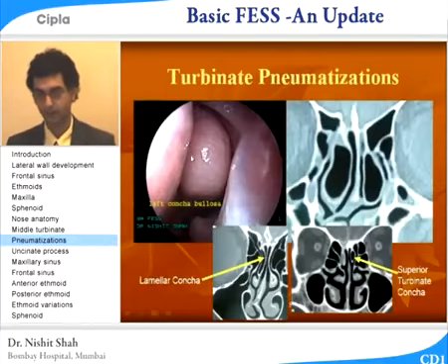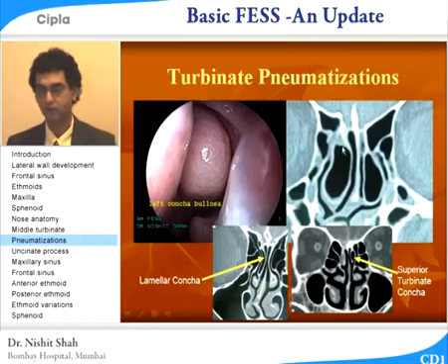Some of the examples here you can see is a large concha bullosa on the left side, and you can see the same concha bullosa here on the CT scan. Also a very large concha bullosa on the right side. You see here below a concha bullosa of the superior turbinate, and over here you see what is called a lamellar concha bullosa. So the turbinate itself is not really pneumatized, but the lamella of the middle turbinate has been pneumatized to form a lamellar concha bullosa.